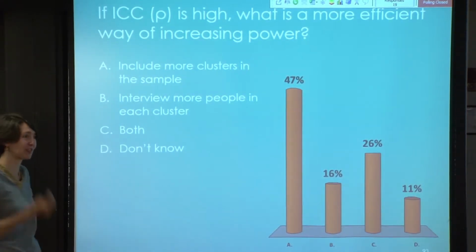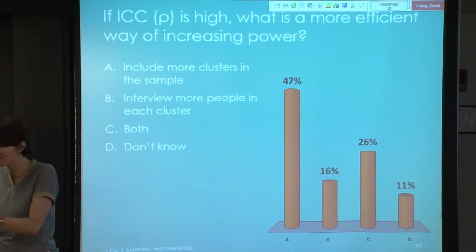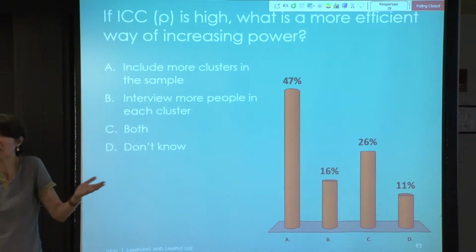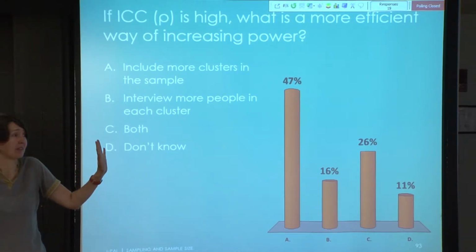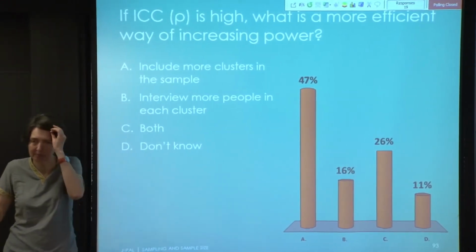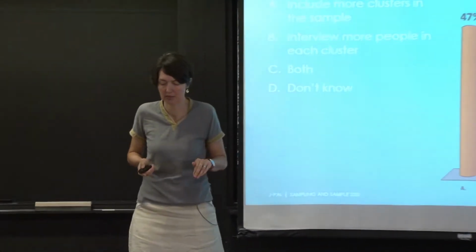Because that's what's screwing us. Like if everyone within a cluster, in the extreme, is exactly the same, we only need to interview one person and we've got it. The second person tells us nothing. Now, it's never the case that they're exactly the same, but just the extremes help to understand the concept.